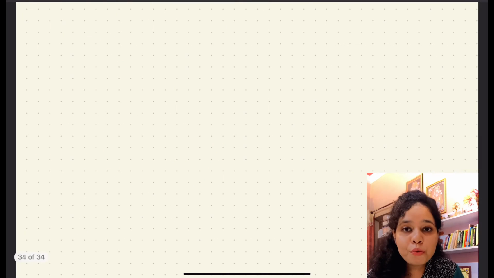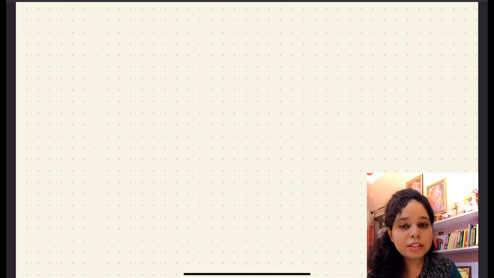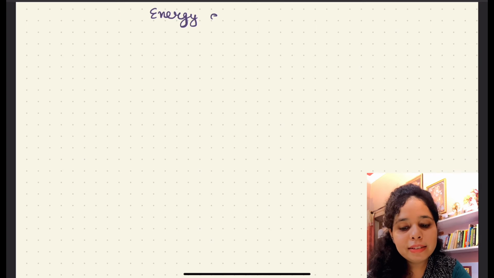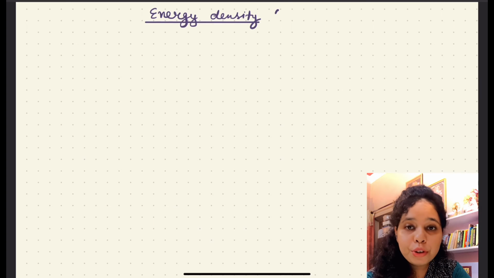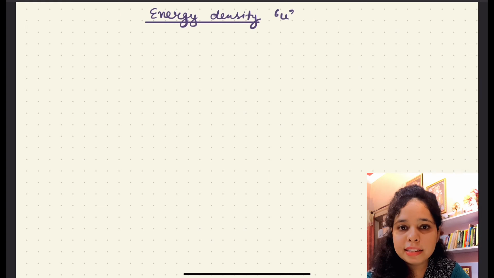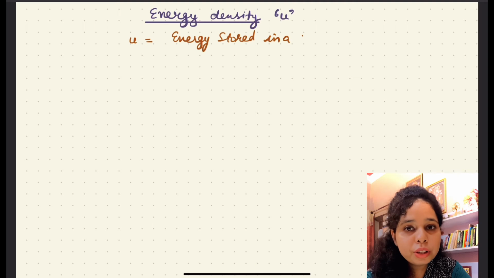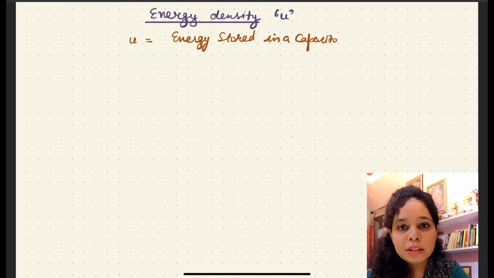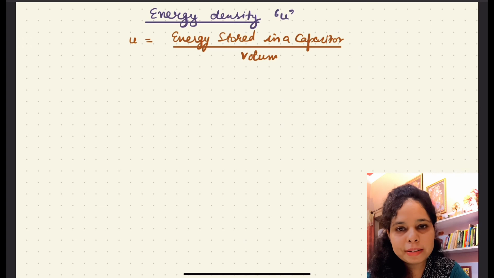So we can make use of these 3 different equations in different ways whenever required and as per the information given. Moving forward, now we will talk about the energy density. In order to find the energy density, we should know the definition of the energy density. It is always expressed by small u. So small u, that is energy density, is the ratio of energy stored in a capacitor to the volume of a capacitor. So energy stored in a capacitor divided by volume of a capacitor, V.